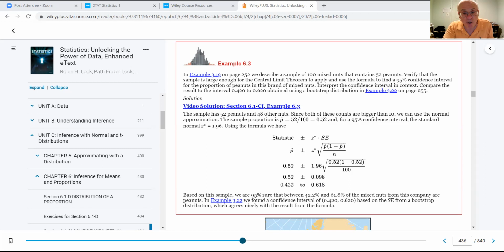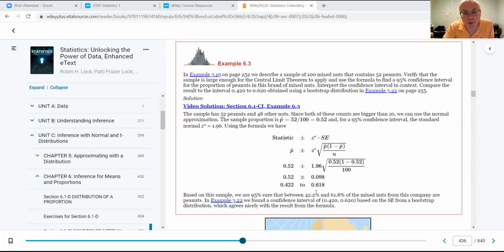And the interpretation is that we are 95% sure that the true population proportion of peanuts in mixed nuts is somewhere in between these two numbers here, right? 95% sure, which means if we ran this process of sampling 100 mixed nuts over and over again, thousands, millions of times, 95% of the confidence intervals that we would create from each sample would contain the true population proportion of peanuts in 100 mixed nuts, and 5% won't.